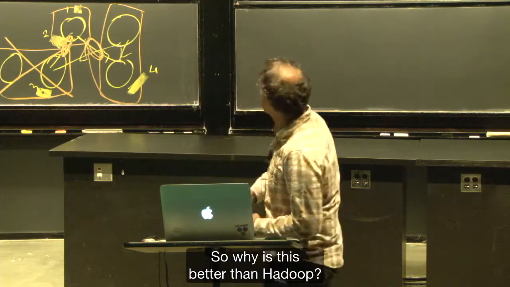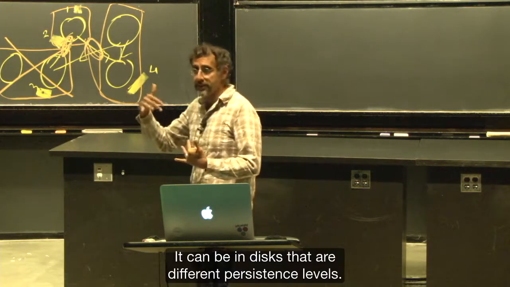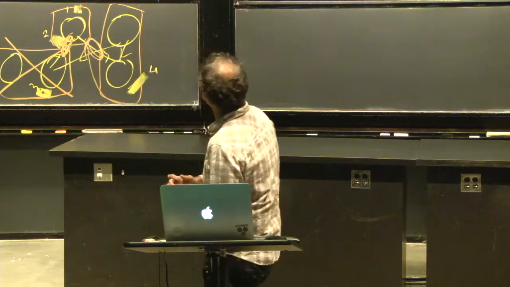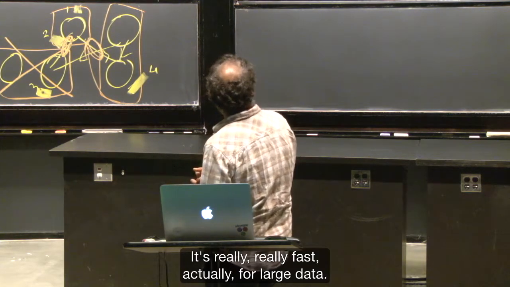So why is this better than Hadoop? It's in memory as opposed to disk. It can be on disk. There are different persistence levels, but a lot of these things just happen in memory. So it's kind of faster. It's really fast, actually, for large data.